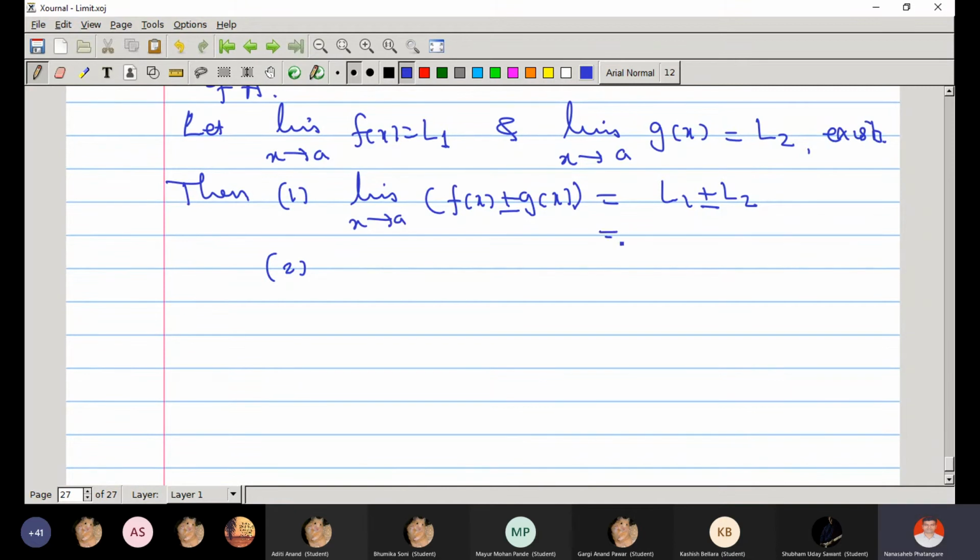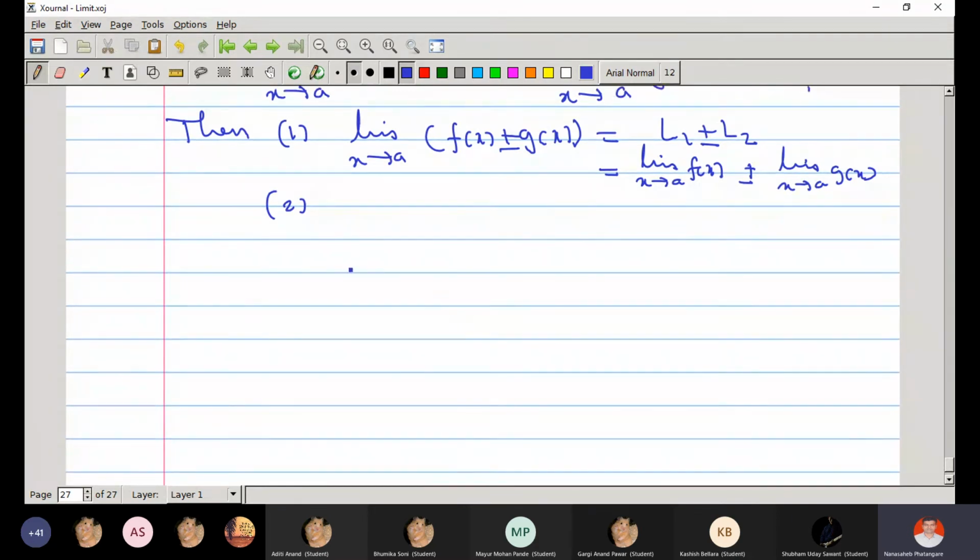So what does it mean? The limit of f(x) plus g(x) is L1 plus L2. But what is L1? The limit of f(x). What is L2? The limit of g(x). And therefore the limit of the sum is the sum of the limits, and the limit of the difference is the difference of the limits. This is similar to the sequences.